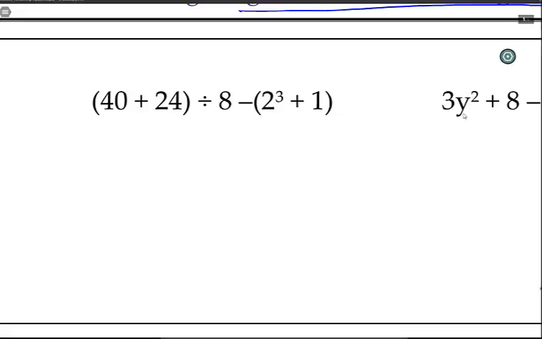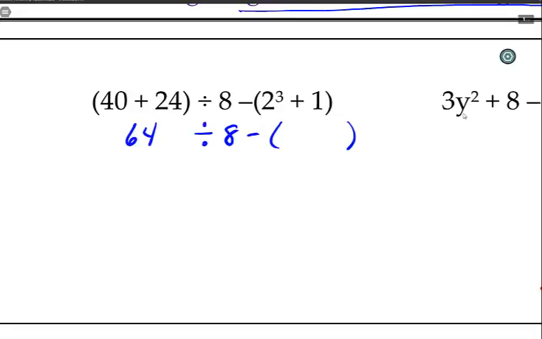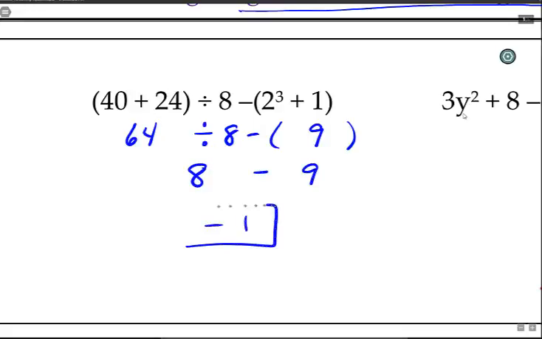We have 40 plus 24, which is 64, divided by 8 minus 2 cubed plus 1. 2 cubed is 8, 8 plus 1 is 9. And so we have 64 divided by 8, which is 8, minus 9. So that's going to give us an answer of -1.